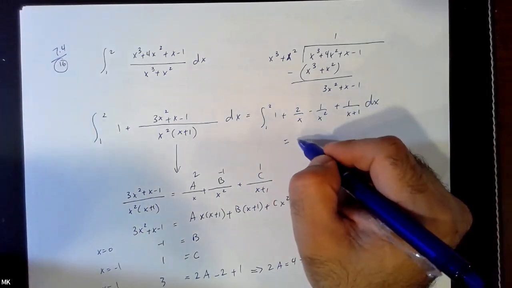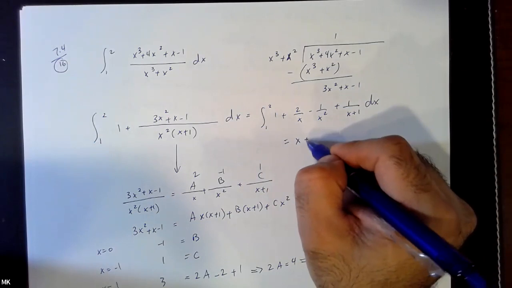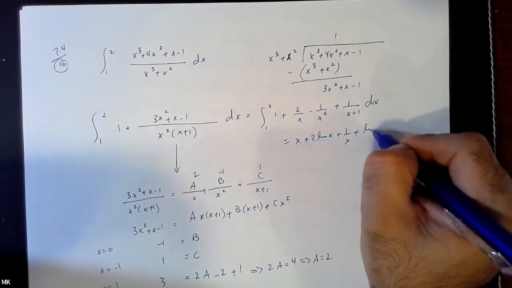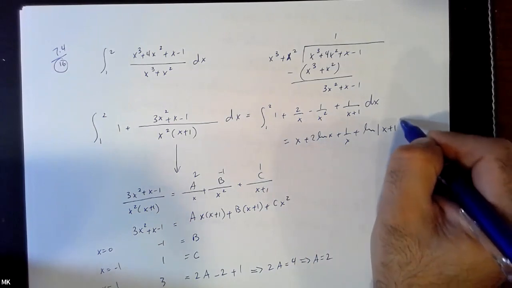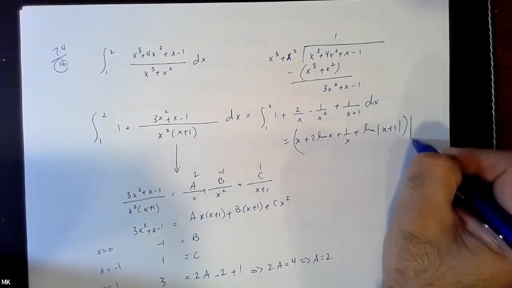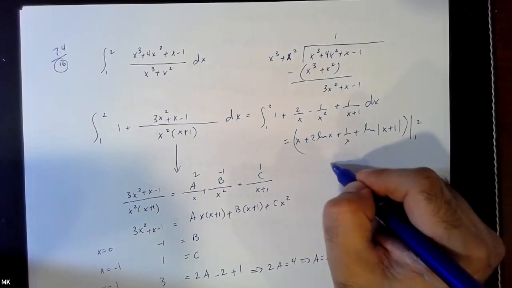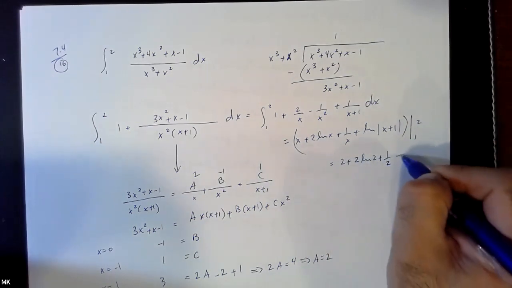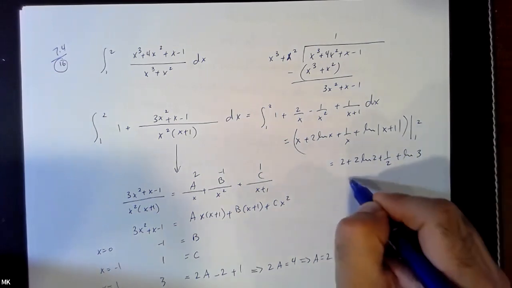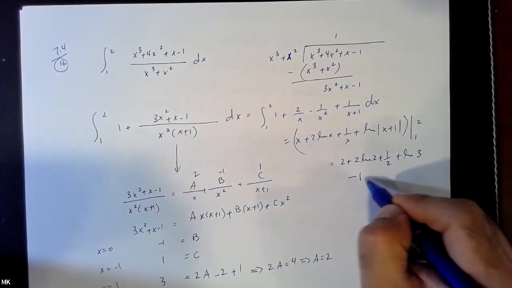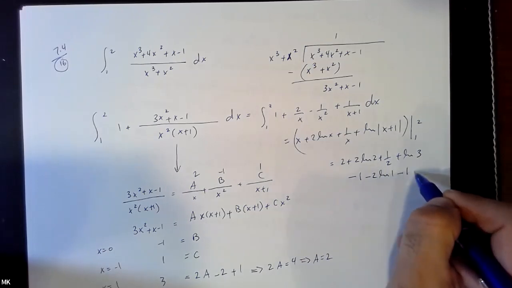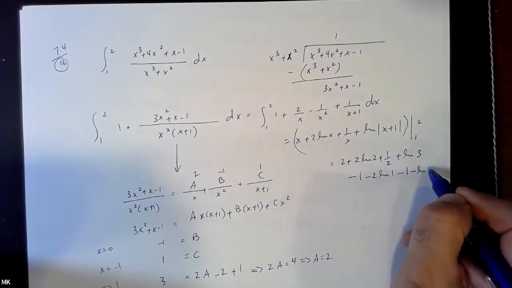And then the antiderivative of that, of course, is x plus 2 ln of x plus 1 over x plus ln of 1 over x plus 1. From 1 to 2: 2 plus 2 ln of 2 plus 1 half plus ln of 3 minus 1 minus 2 ln of 1, which is 0, minus 1 minus ln of 2.